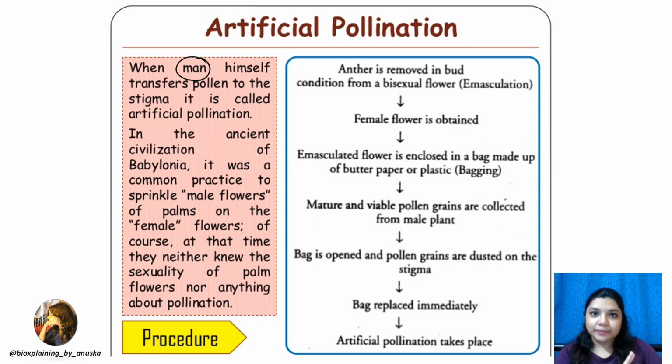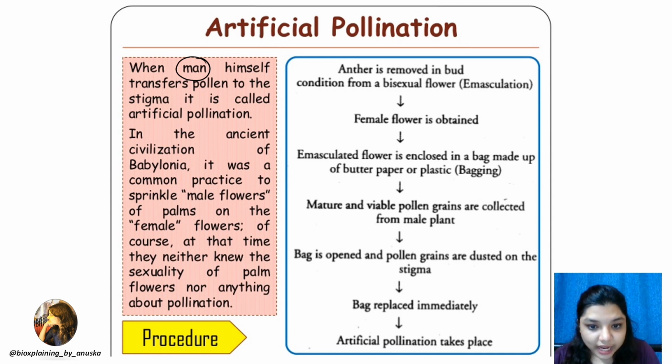So at that time, people did not have any understanding of the sexuality of flowers. They did not know what the androecium is, what the gynoecium is, or how pollination is occurring. They had no understanding of that. All they knew was that if they sprinkled the male flowers on the female flowers, some changes would take place and the new flowers had different or desirable or good characters than the parent flowers, right? So this is how the concept of artificial pollination came up.